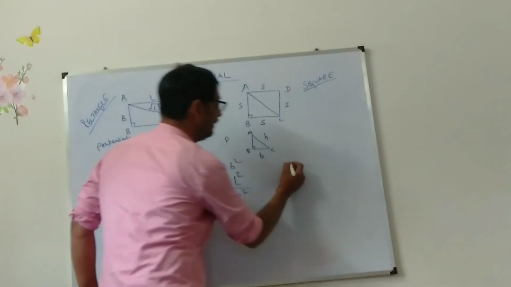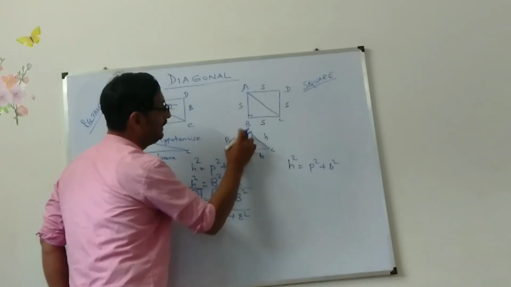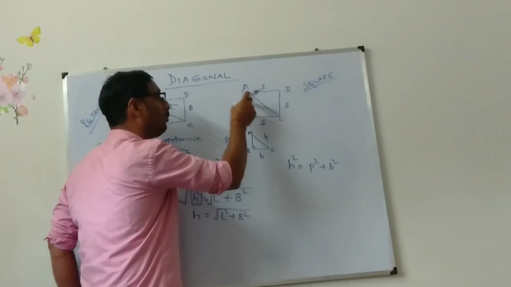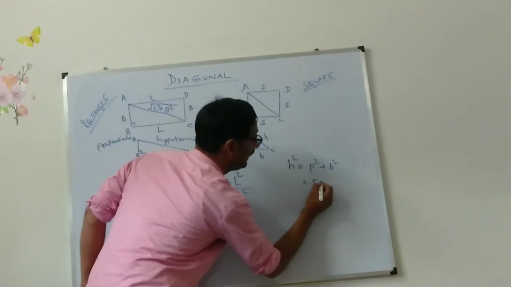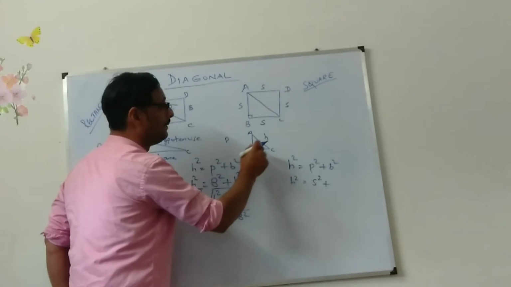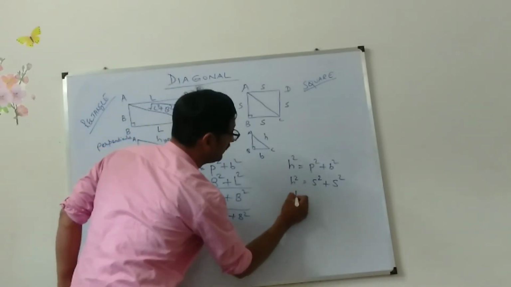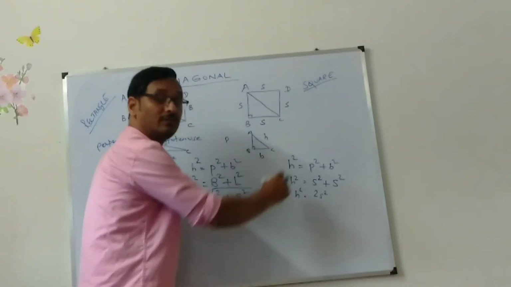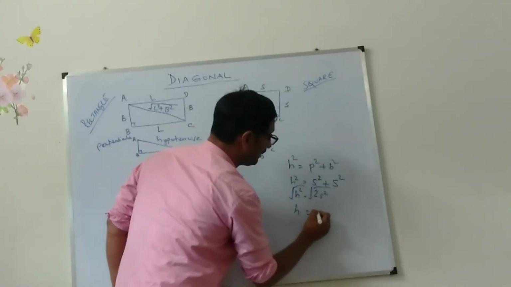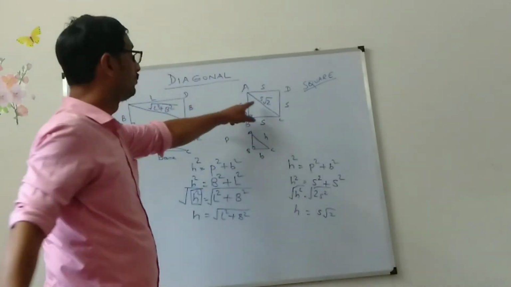Apply the same logic here. H square is equal to P square plus B square. What is P? With respect to the triangle this is P, but with respect to the square, this is the side, S. Give it a square. And with respect to the triangle this is B, but with respect to the square, this is also the side. So 2 side square. Square root it, you will get S root 2. The length of the diagonal of a square is S root 2.